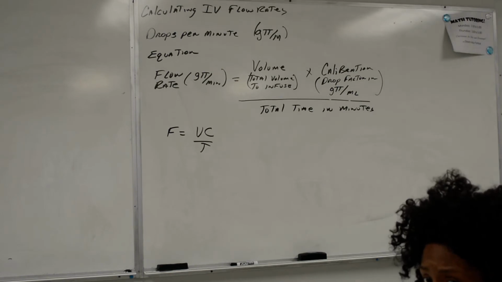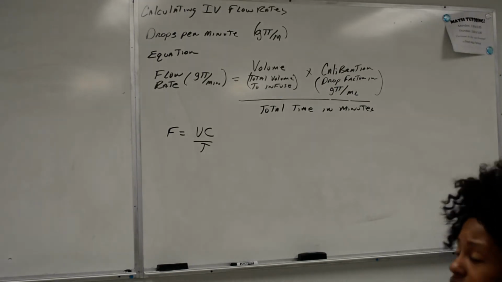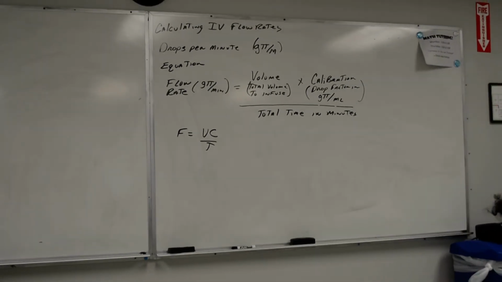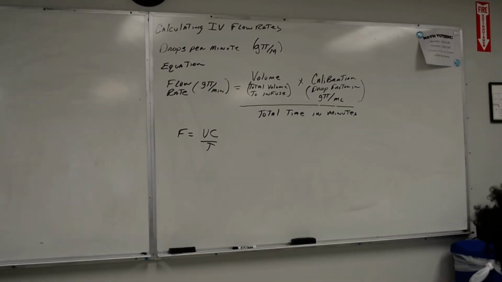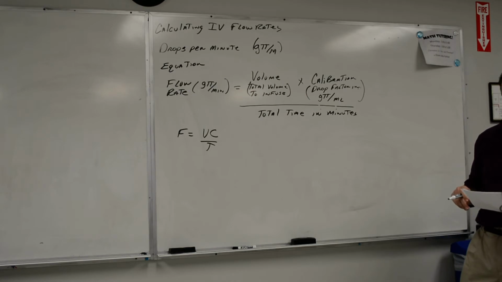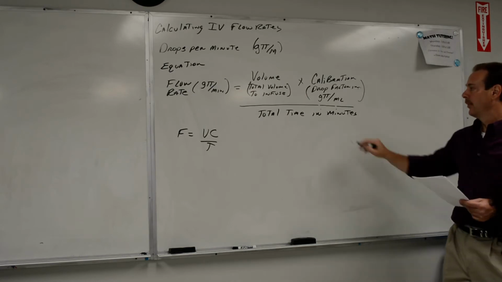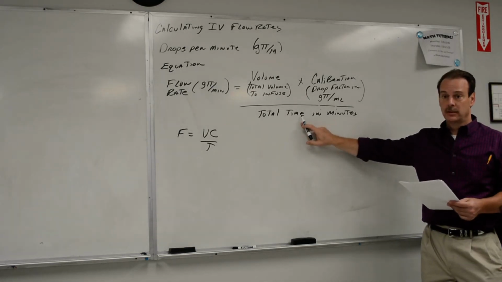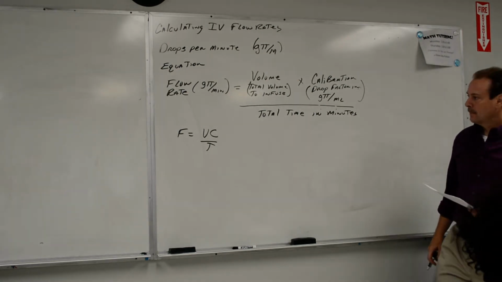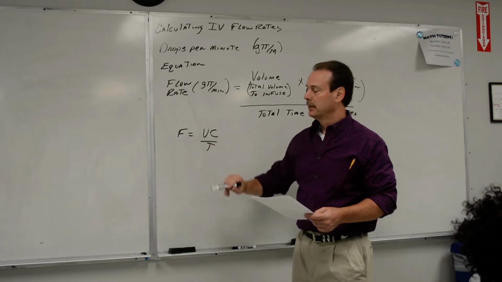What is C? Drop factor in drops per milliliter. Yeah, GTT per milliliter. Is the time always in minutes? The total time is always in minutes. Alright, here's our general equation for the flow rate.